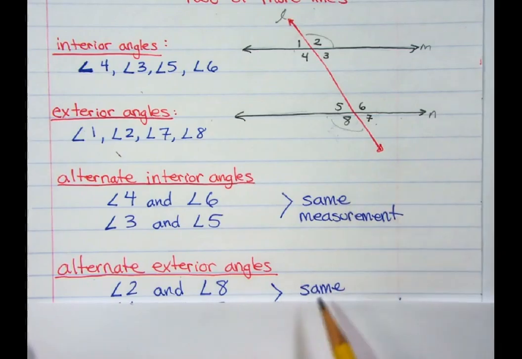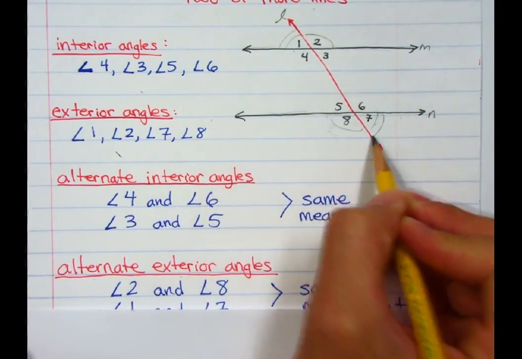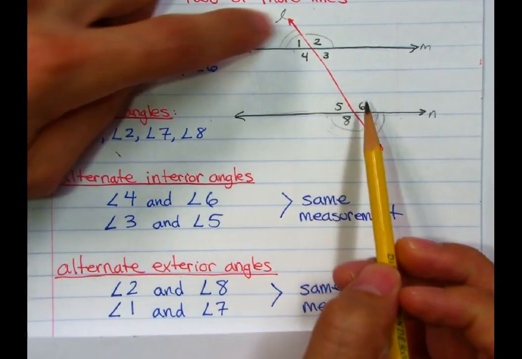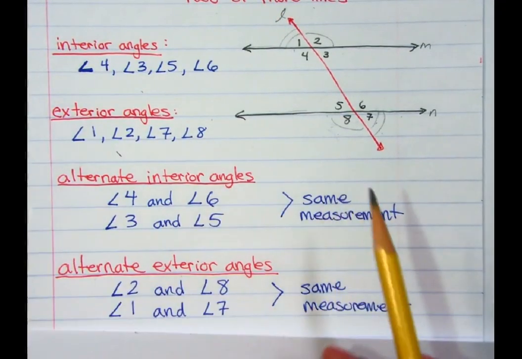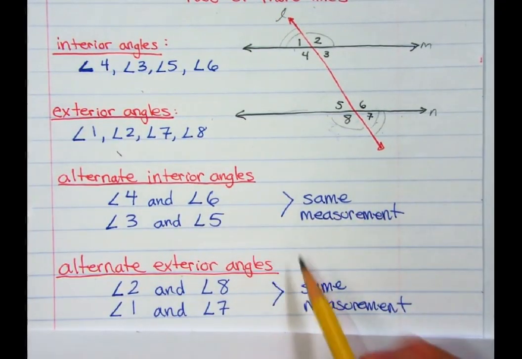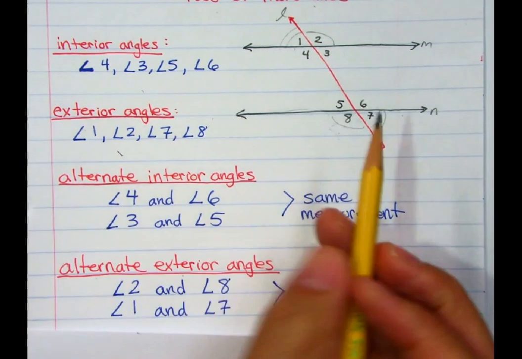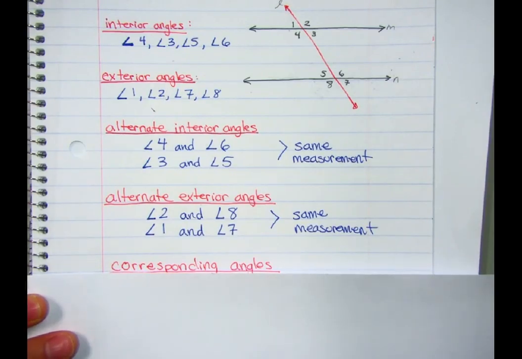Those two are the same measurement, as well as angle 1 and angle 7. Those two are also alternate exterior angles. One's on the left, one's on the right. They're both outside of the parallel lines. And again, these have the same measurement. So angle 1 will have the same measurement as angle 7, and angle 2 and angle 8 will have the same measurement. Last one I have here is corresponding angles.